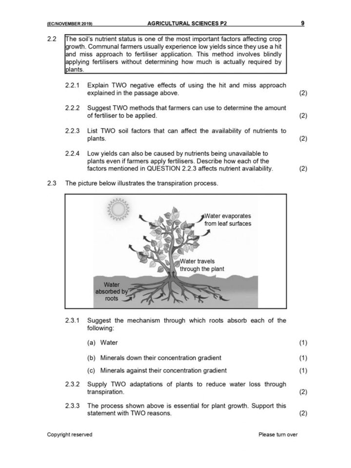Now, describe each of the factors mentioned in question 2.2.3 that affects nutrient availability. So, for each factor, mention the issue of nutrient availability, the effect of these factors on nutrient availability. 2.3.1, right, suggests the mechanism through which roots absorb each of the following, right?